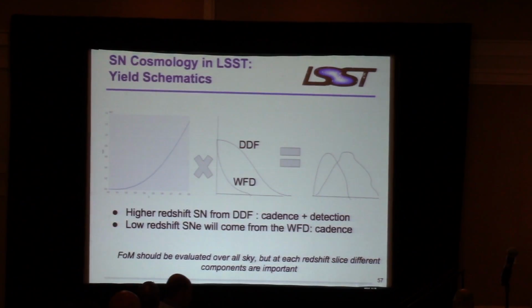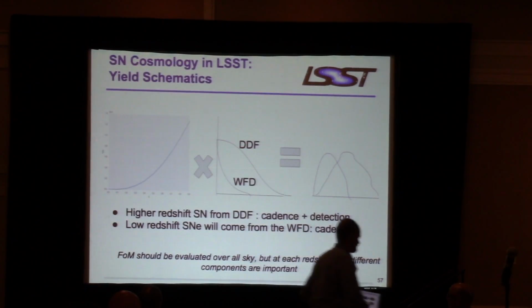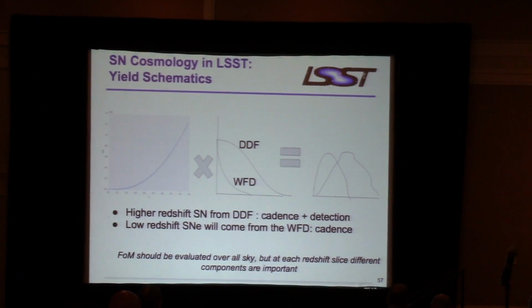So the schematic way to think about this, I think, is since volume increases with redshift, high redshift will largely be deep drilling fields. If we can get anything else, great, but at least that should work. And at low redshift, there should be support from WFD, which means that at high redshift, we care about cadence as well as detection. That's going to be the limiting thing. Low redshift, mostly cadence.